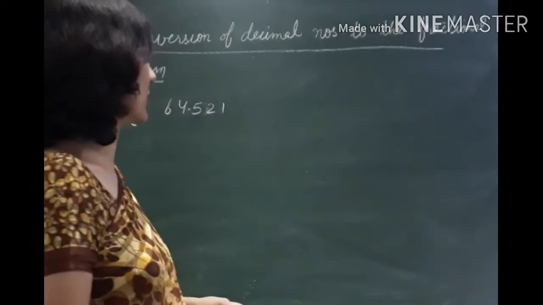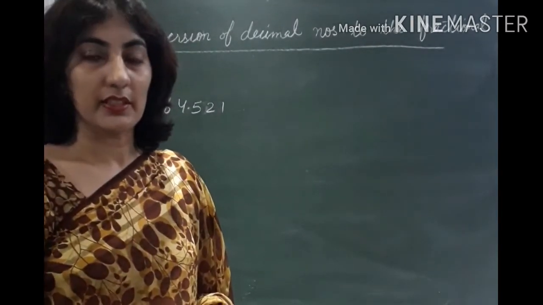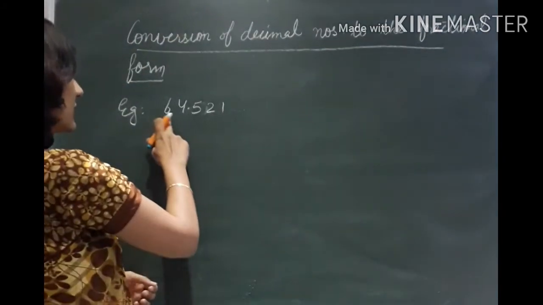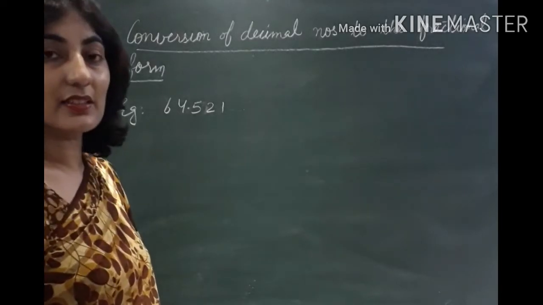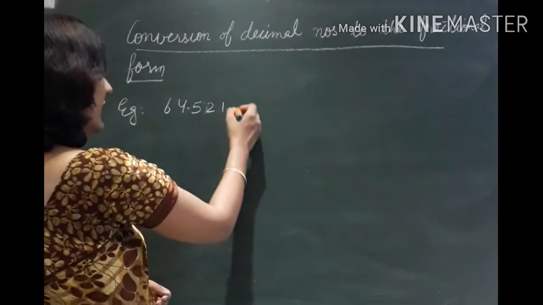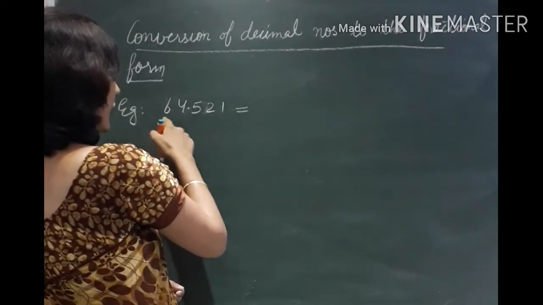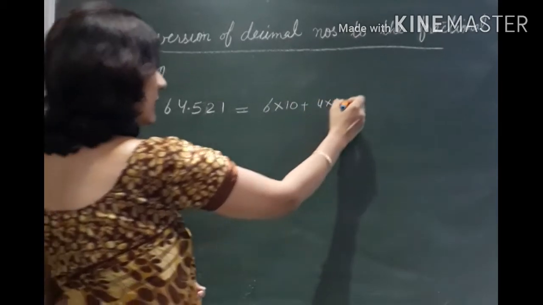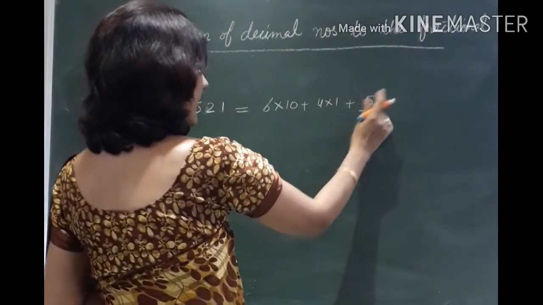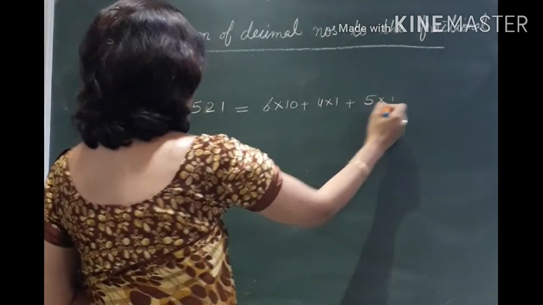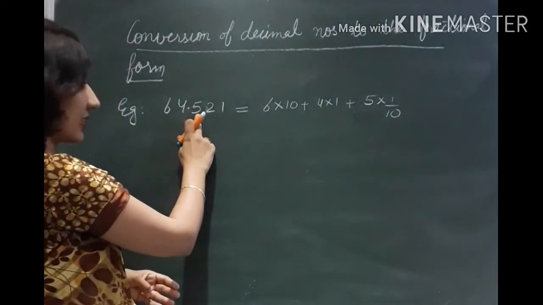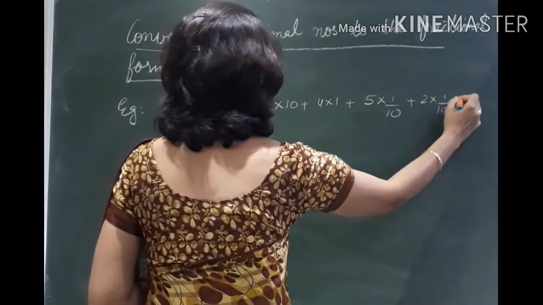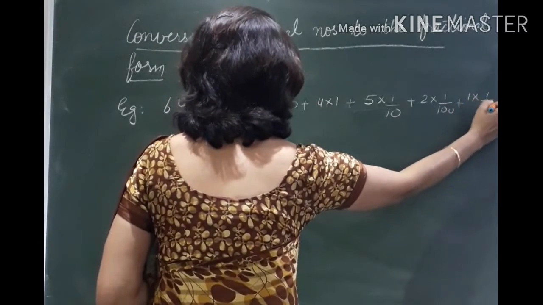Next is how to convert a decimal number to a fractional number. This also we are going to study this year, so let us recall what it is. One decimal number is given: 64.521. I ask you to change it to a fractional number. What will I do? First I will write this in the expanded form. 6 into 10 plus 4 into 1 plus 5 into 1 by 10. Because this 5 is the first place after decimal, it is tenths, that is 5 into 1 by 10, plus 2 into 1 by 100 plus 1 into 1 by 1000.